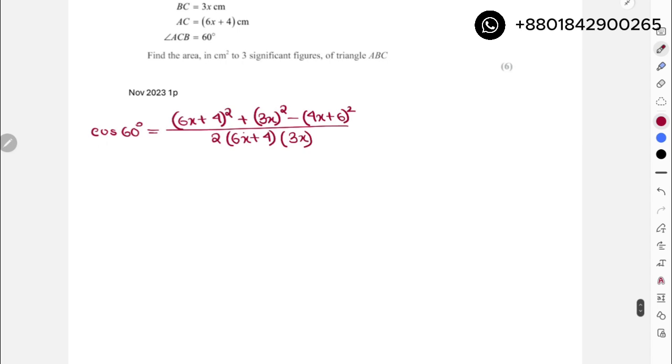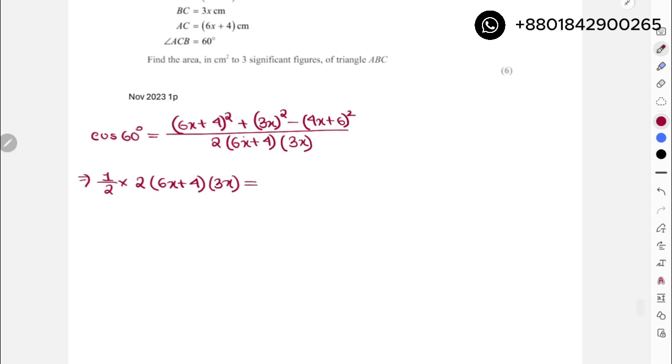What is the value for your cos theta? You can calculate cos 60 degrees is actually half, so you get half over here. Now you take the denominator to the left hand side, so you get 2 multiplied by 6x plus 4 and then again 3x, and now you start breaking out those squares, right?